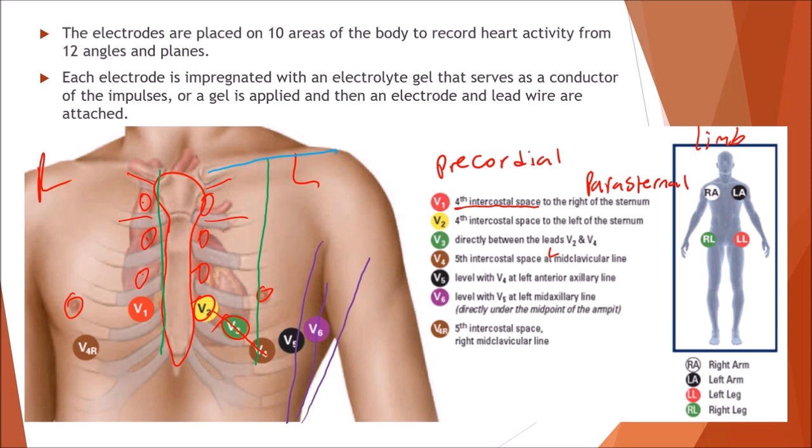Okay, so let's talk about these again. These are the precordial leads. V1 is going to go on the fifth intercostal space, right parasternal line. V2.